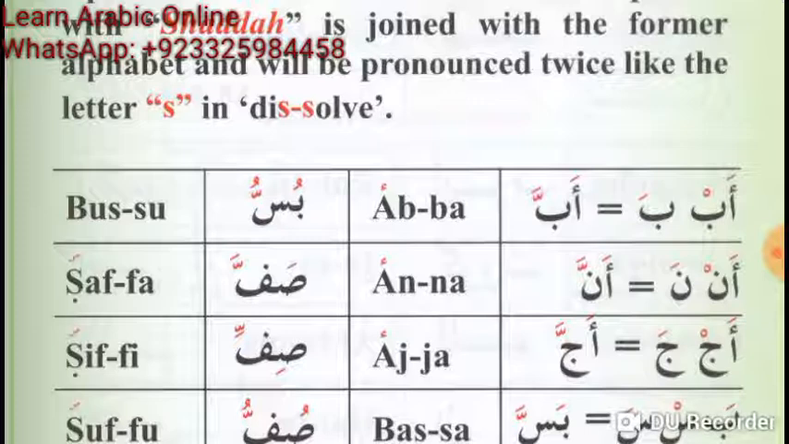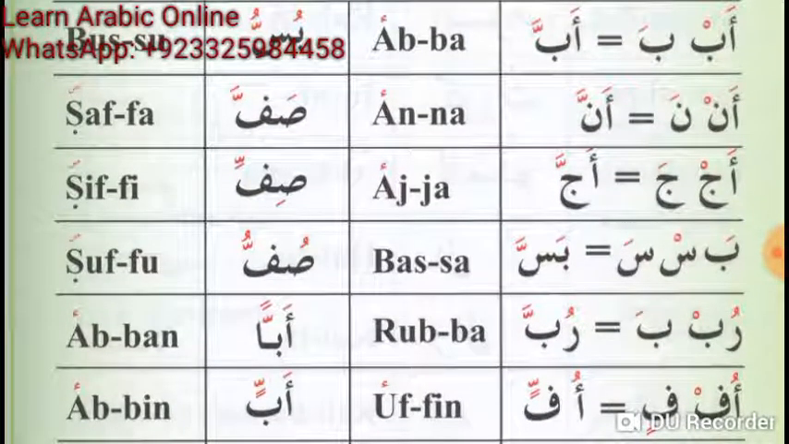We have two ba. Then we have two noons, alif, hamza, fatha, noon, sakin, an, noon, fatha, na, an, na. Alif, fatha, jim, sakin, aj, jim, fatha, ja, aj, ja. So read like this. Alif, hamza, fatha, ba, sakin, ab, ba, fatha, ba, ab, ba, equal to alif, hamza, fatha, ba, shadda, fatha, abba. Okay. Good.